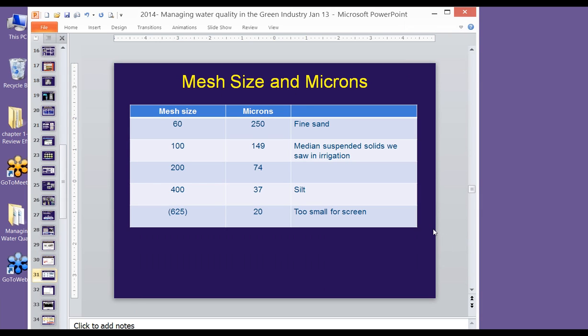But another thing that we need to think about when we're selecting filters is the pore size we have to match. And I would like growers to start switching from using the mesh system to the micron system. Here as a reference, you can see that a 60 mesh is equal to 250 microns, 100 mesh equal to 149 microns, and so on. So keep the micron size in mind, just because we're trying to match the particle size to the pore of the filter.